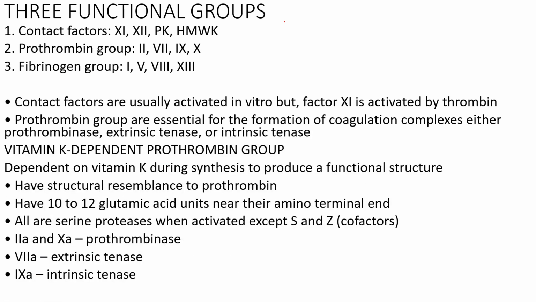Now, in your coagulation factors, there are three functional groups that you need to remember: the contact group, the prothrombin group, and the fibrinogen group. The contact group would include factors 11, 12, prekallikrein, and high molecular weight kininogen. The prothrombin group would include 2, 7, 9, and 10. Fibrinogen would include 1, 5, 8, and 13.